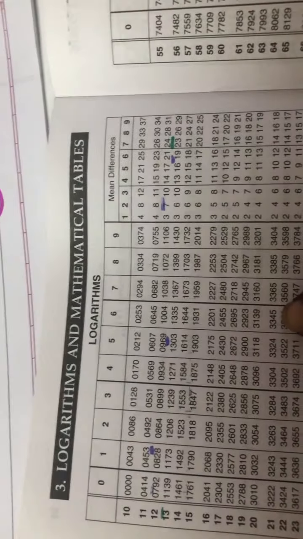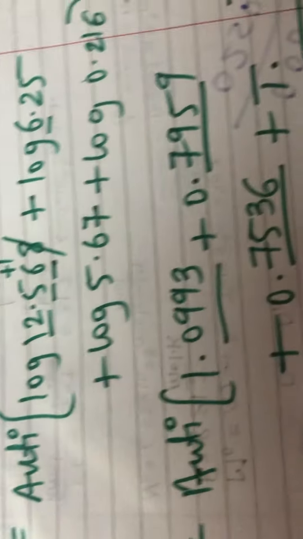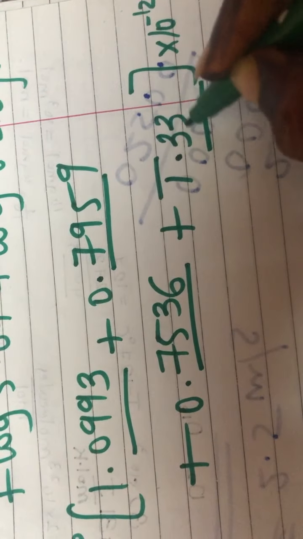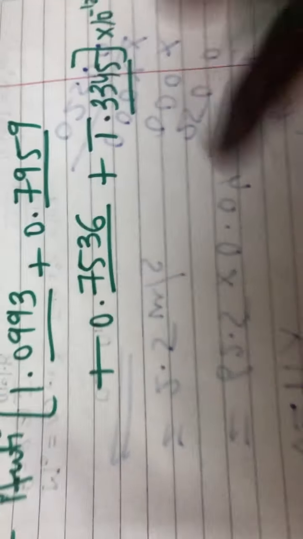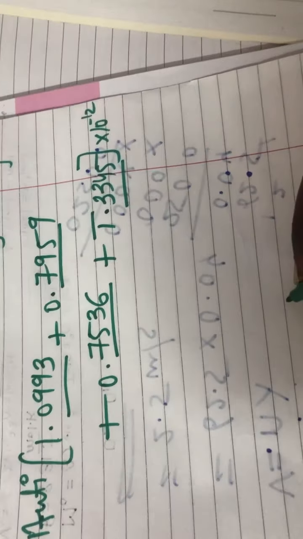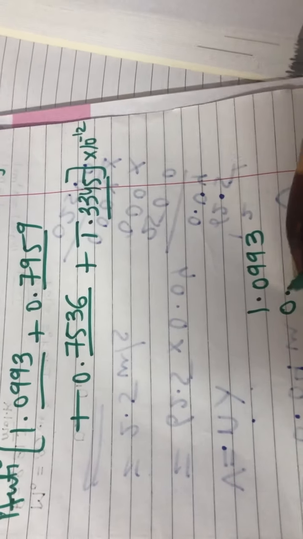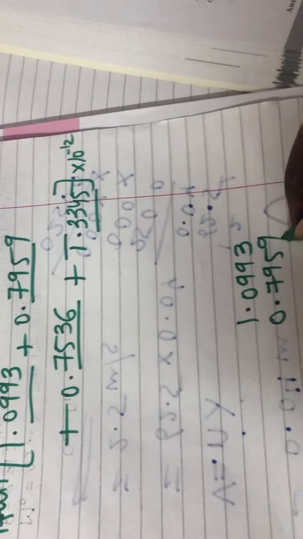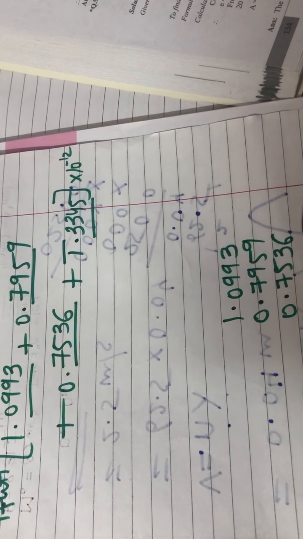21 ka 6 is 3345. Now let's add. Wow. 1.0993, 0.7959, 0.7536. We'll do this number afterwards.